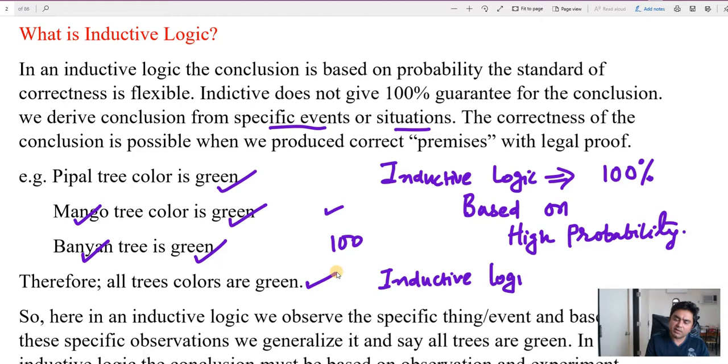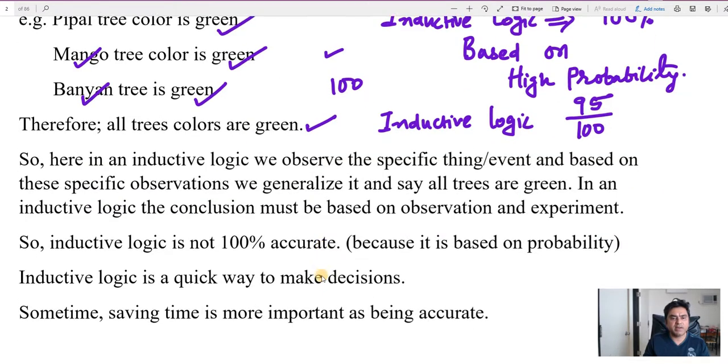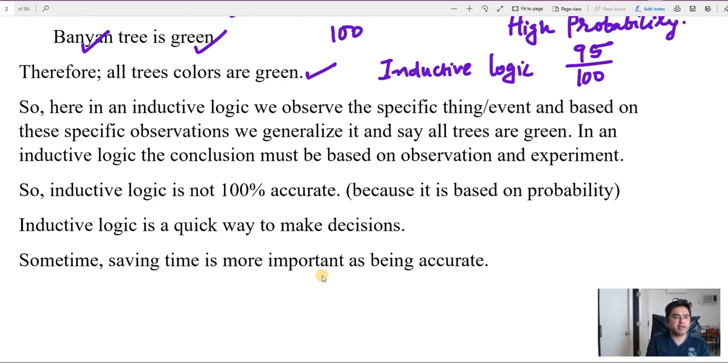Why? Because there are some trees which are not green, for example pink ones, or a gulmohar tree where so many saffron colored flowers come out, and when it is totally blooming in spring, from the far end it looks saffron, so it is not green. But let's say you studied around 100 trees, and out of 100 trees 95 are green, so you can perhaps say that all trees are green. So in inductive logic we observe specific events, and based on these specific observations we generalize and say all trees are green.